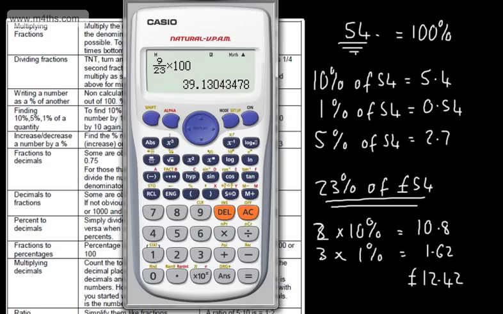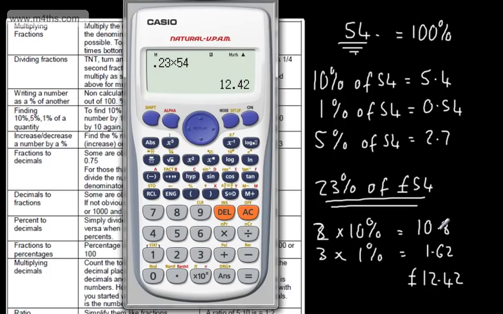Again, you can check that if you want on a calculator. So if you wanted, you could do 23% of 54. Let's do 0.23 times 54, and that's going to give me my value. Remember, 0.23 is 23% as a decimal. So that gives us the £12.42.